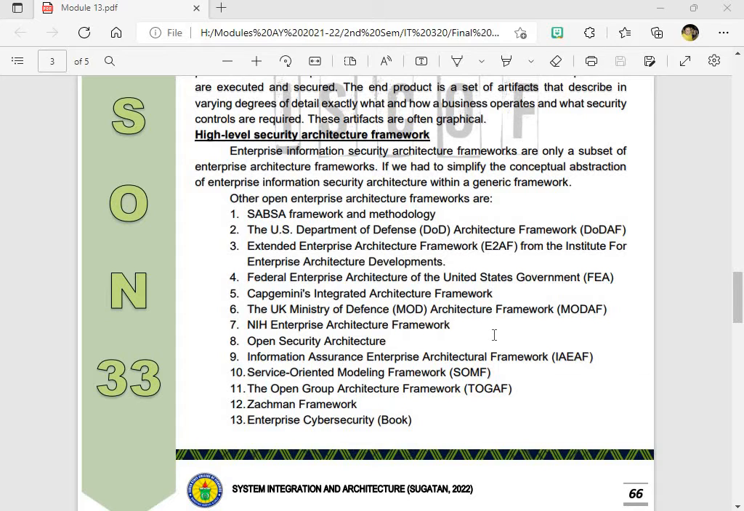Number 9 is Information Assurance Enterprise Architecture Framework. Number 10 is Service-Oriented Modeling Framework. 11, Open Group Architecture. Number 12 is Zachman Framework. And number 13, Enterprise Security.